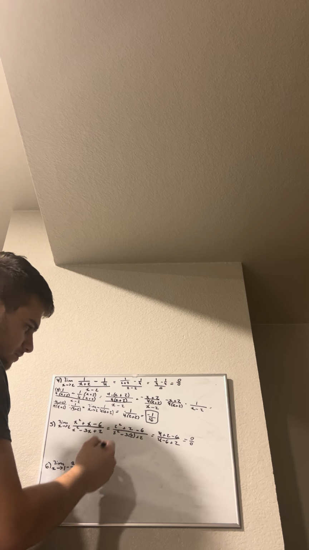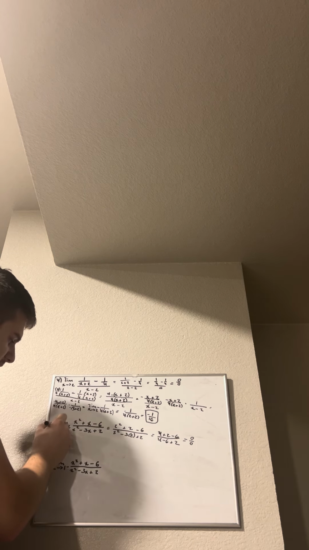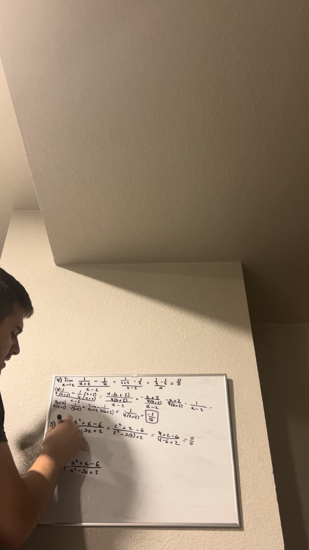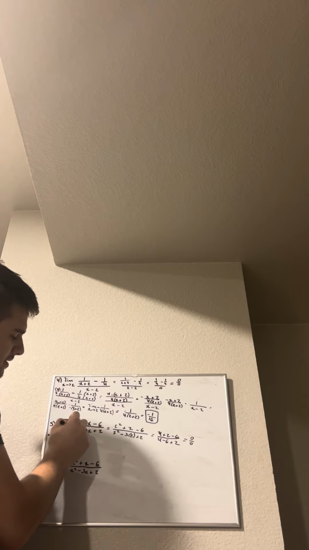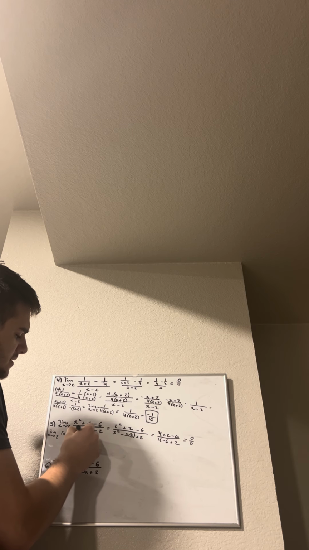So now that we found that this is in the indeterminate form, we want to rewrite this limit, so we can simply factor these two expressions out. So we can just do the limit as x approaches 2 of x plus 3 times x minus 2.